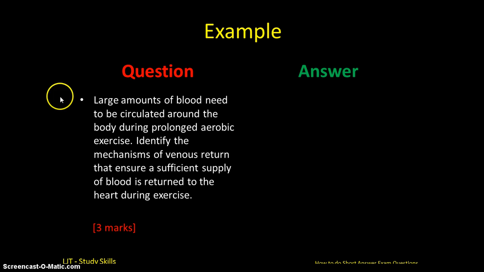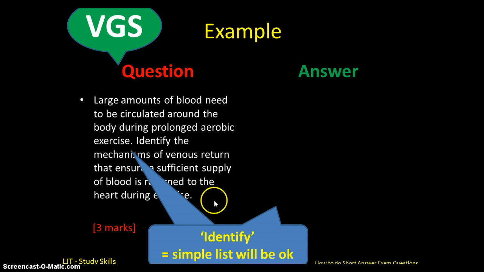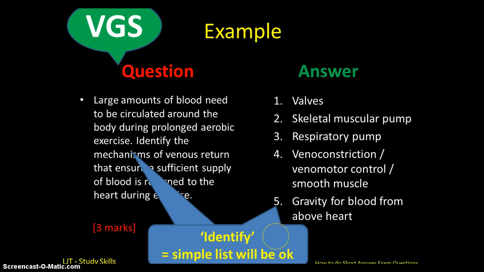The question here says: large amounts of blood need to be circulated around the body during prolonged aerobic exercise. Identify the mechanisms of venous return that ensure a sufficient supply of blood is returned to the heart during exercise. We have noticed there's 3 marks available, and the first thing I'm going to do is go through my VGS process. The verb is identify, which means all they need me to do is give a list identifying the mechanisms. And there's my answer, a list of 5 things.